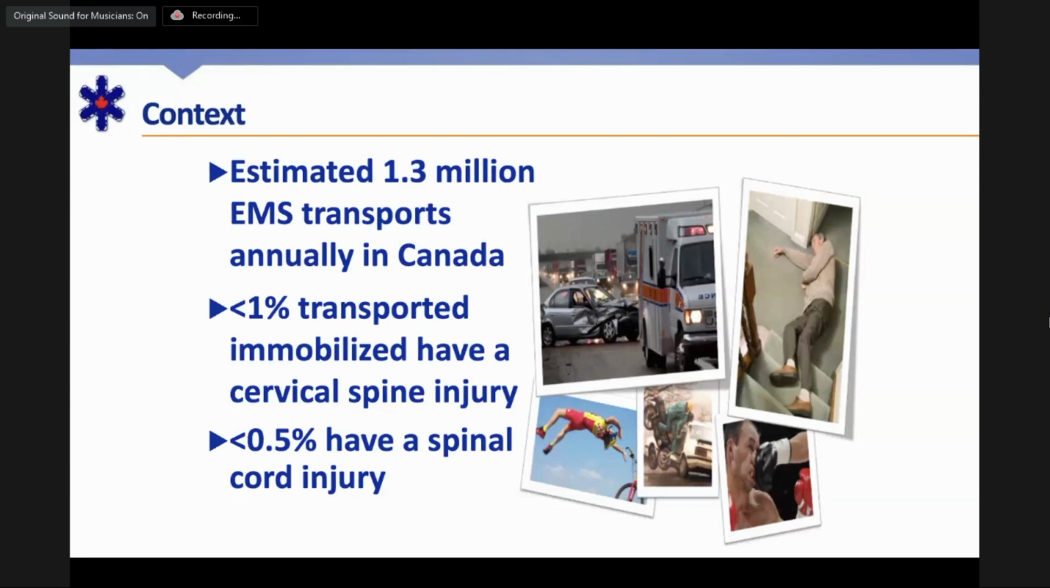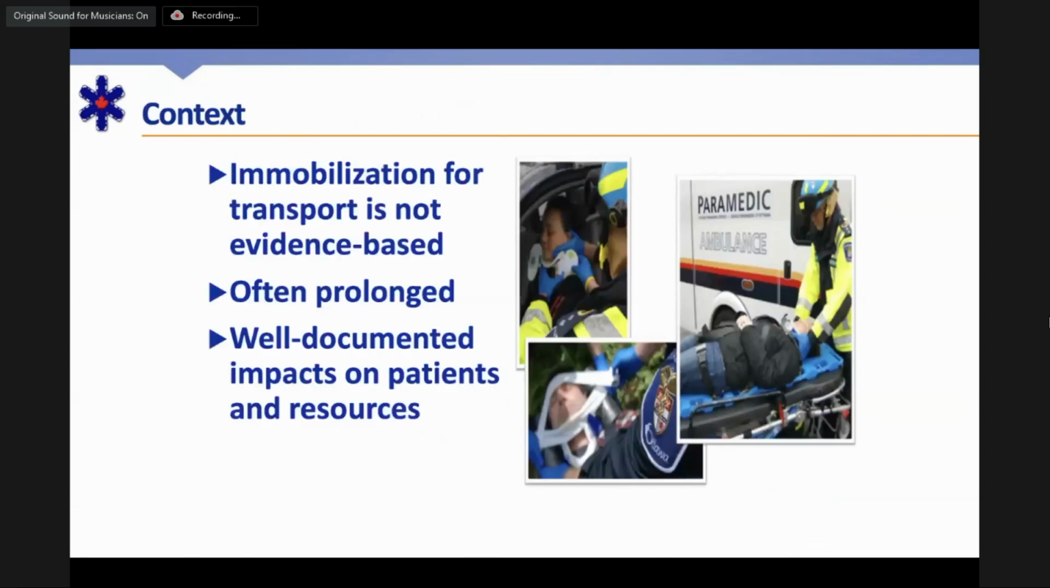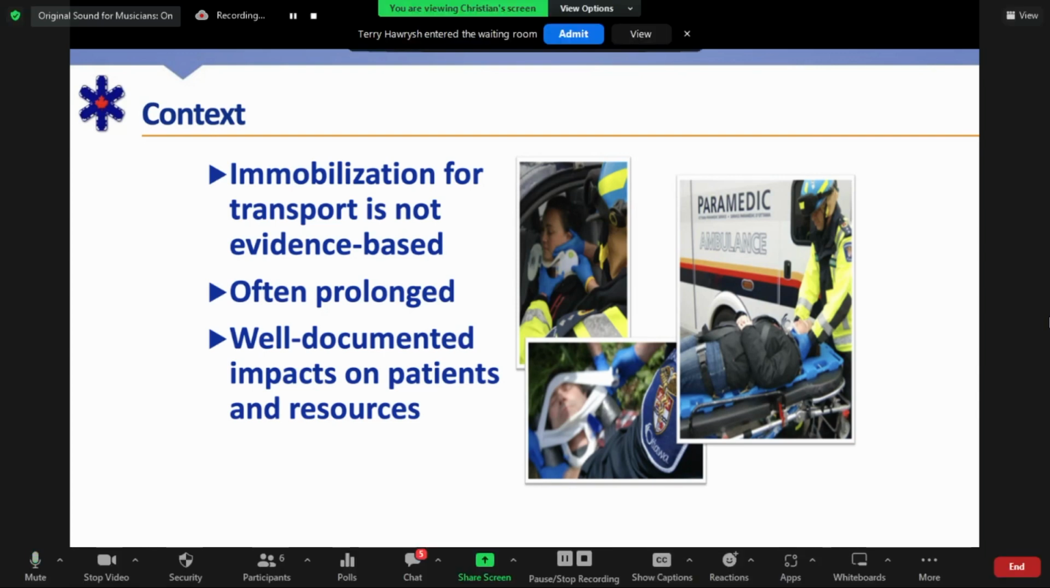But briefly, about the problem to be solved: there are over 1 million transports for patients with a suspected spinal injury in Canada each year. Less than 1% actually have a cervical spine bony fracture, and even half of this actually have a spinal cord injury. But we know that the damage happens at the time of the initial injury and not during transportation, yet all patients used to be transported with complicated immobilization devices.